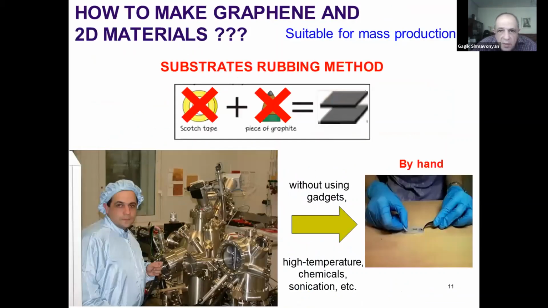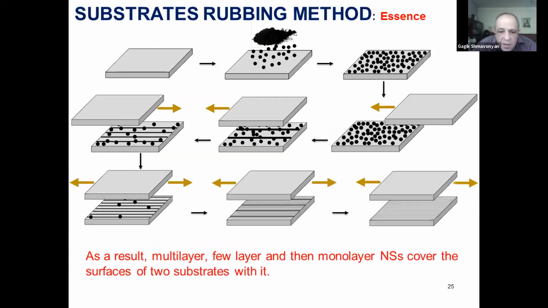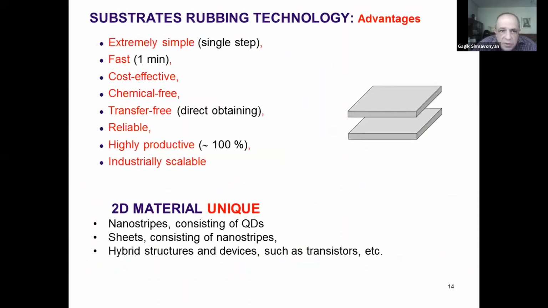But how to make graphene with an easy method? We suggested substrate rubbing technology, which allows us, without using gadgets, high temperature, chemicals, or sonication, to get graphene very easily. The method comprises putting pristine bulk layered material between two solid substrates and rubbing the substrates against each other. As a result, we got graphene on the two substrates. This technology is extremely simple, fast, cost-effective, chemically free, transfer-free, reliable, highly productive, and industrially scalable.